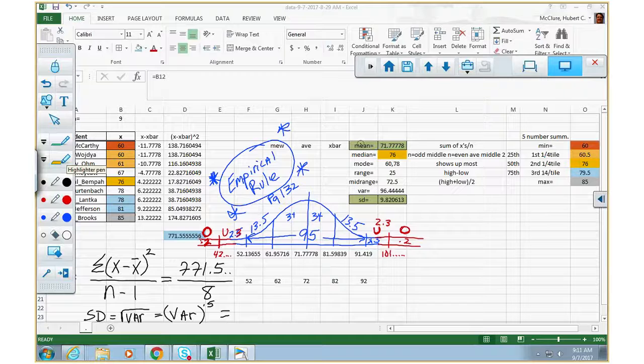And the box plot consists of 2 parts, a number line and a box plot. Well, the number line is going to be made up of 3 numbers. Min, the max, and the mid-range. 60 goes right here. 85 goes right here. And 73 in the middle.